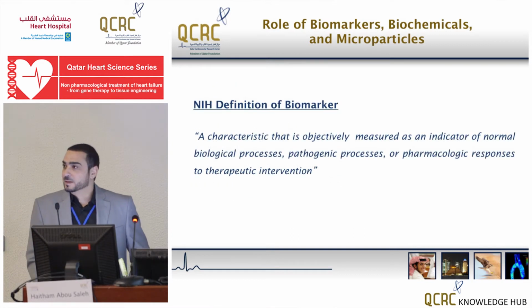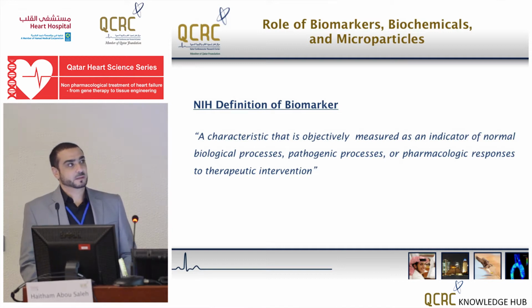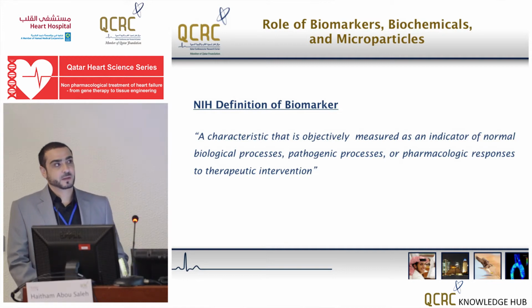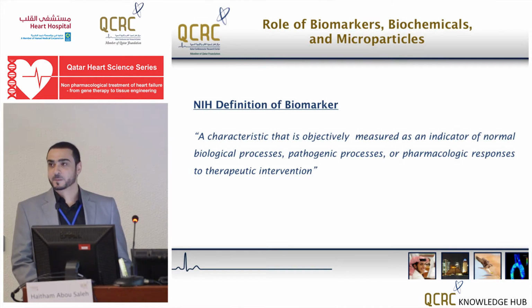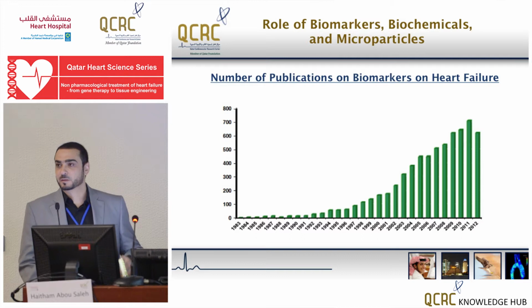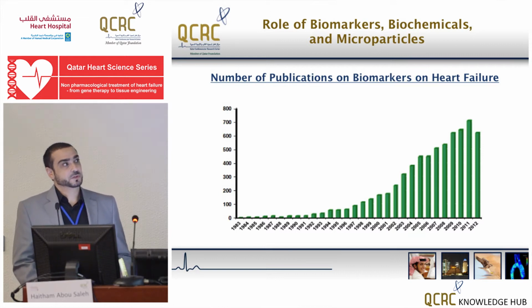In 1989, the NIH defined a biomarker as a characteristic that is objectively measured as an indicator of normal biological processes, pathogenic processes, or pharmacologic responses to therapeutic intervention. The importance of biomarkers is reflected by the increased number of publications and studies on biomarkers over the last 20 years. In the last 5 years, we have witnessed a huge number of publications, reaching an average of 700 publications per year.